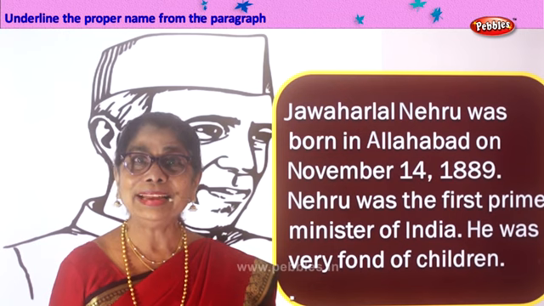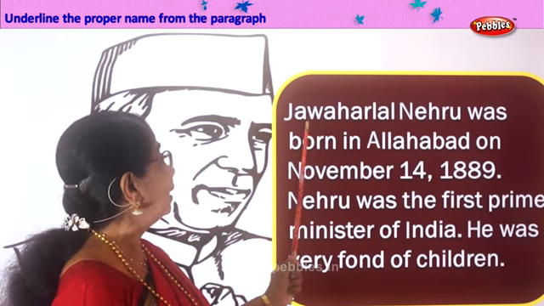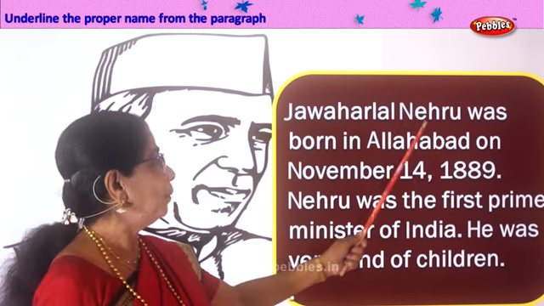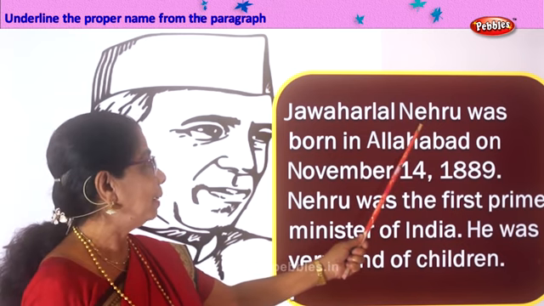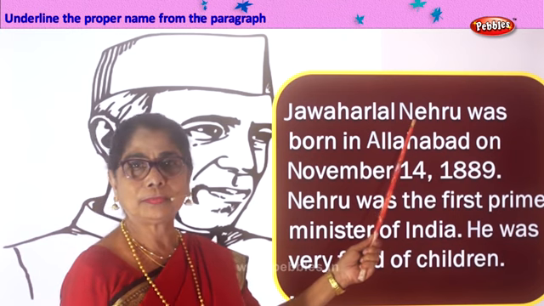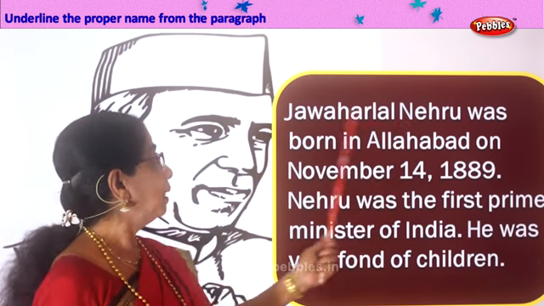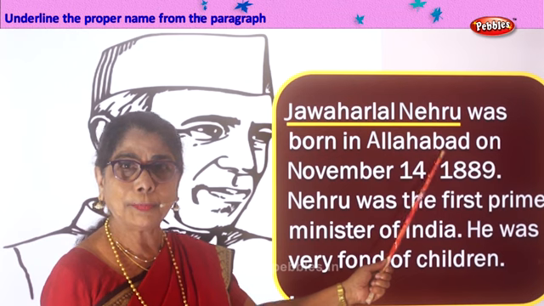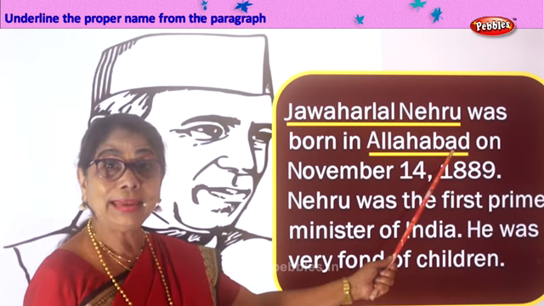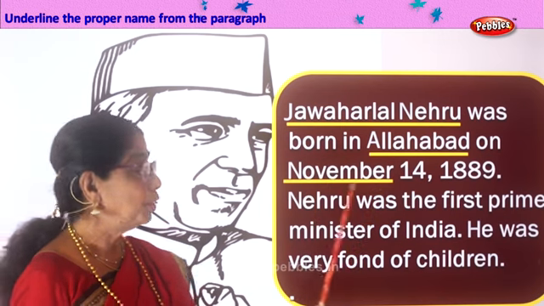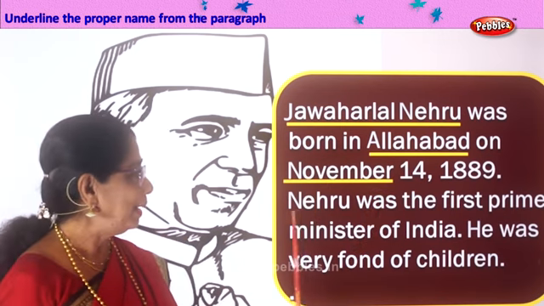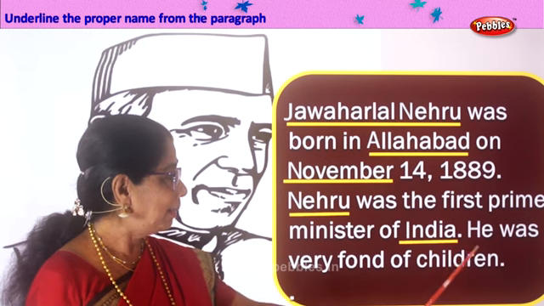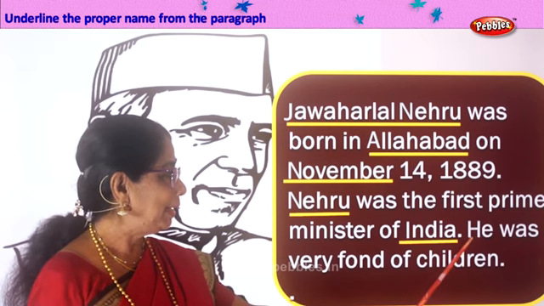Now let us underline the proper nouns. Jawaharlal Nehru. Let's underline. Jawaharlal Nehru, proper noun, we underline. Okay? Did you underline Jawaharlal Nehru? Yes. The next one. Allahabad, proper noun. Allahabad, we underline. Next, November. Good. Next, Nehru. Again, India. India. And he, that's the he.